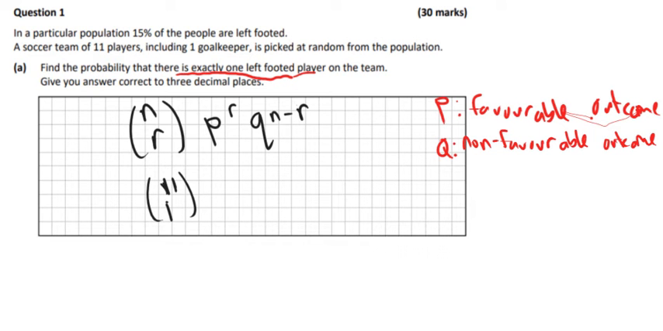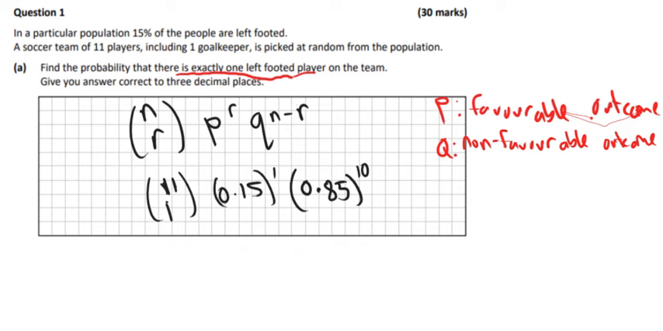And then the probability of, okay, so what do we really want here? You're trying to find the probability that there is exactly one left-footed player. So that's 15% or 0.15. And then r is again 1. And then the probability of q, so if the probability of a left-footed player is 0.15, well then the rest has to be 0.85. So this is really the probability of them being a right-footed player. Yeah, that's 0.85. And then we do n minus r, so 11 minus 1 is 10.